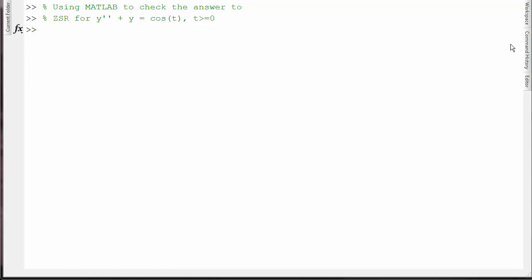I wanted to take a moment and illustrate how you can use MATLAB to check the work that we just did. So again, we just solved the 0 state response for the differential equation that was y double prime plus y is being forced by unit frequency cosine. And the solution we got for that was y of t should be 1/2 t times sine of t.